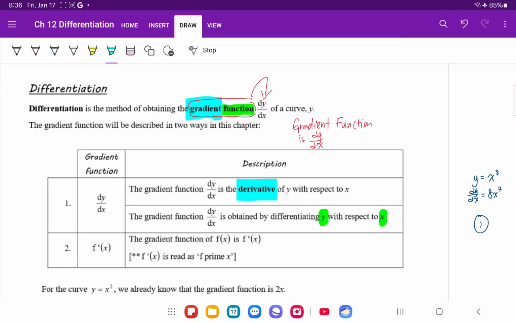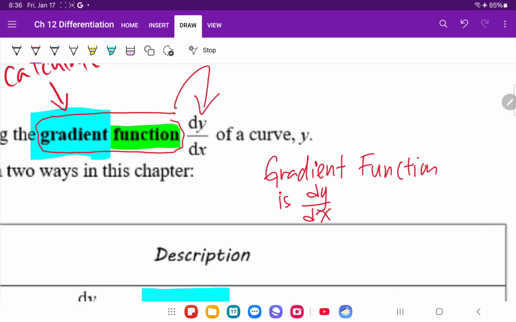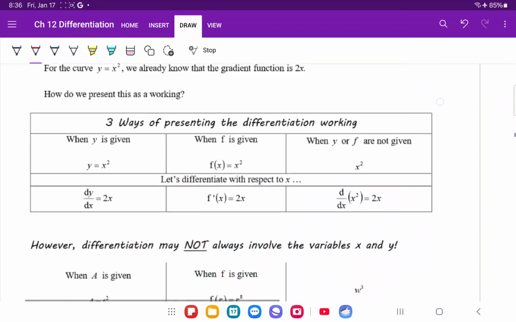Now, differentiation is the method of obtaining the gradient function, and as the name suggests, for the rest of this chapter, we are going to calculate gradient. Now, the way to do that is to use this function known as the dy dx, okay, which is known as the gradient function. There are a few ways to write gradient function. Now, let's zoom into the three ways.